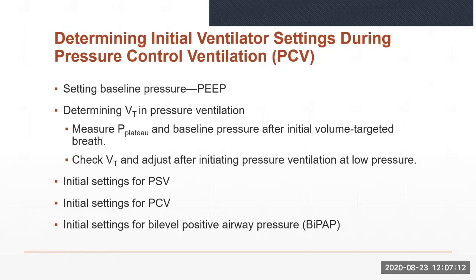Tidal volume should always be continually monitored. A second method to initiate pressure ventilation is to start at a lower pressure, such as 10 to 15 centimeters of water pressure, and check the tidal volume before readjusting the pressure to attain the desired volume.